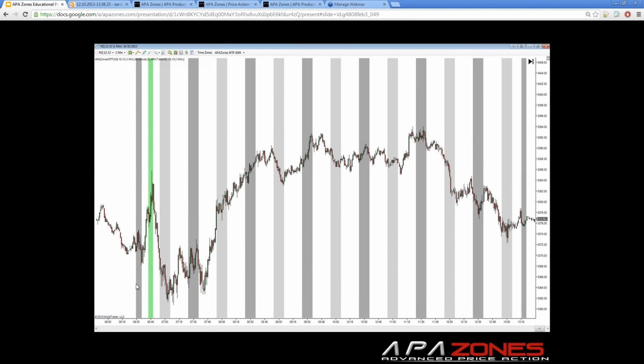So I decided to make a little indicator, which I will be giving out at the end of the presentation. This is called APA Time. We keep track of the times of the day. The U.S. market opens at 6:30 here, so you can see us painting the bars at 6:30, 7 o'clock, 7:30, 8, 8:30, and so on and so forth. And you'll notice a lot of times the retracements and such happen at those particular times. Okay.